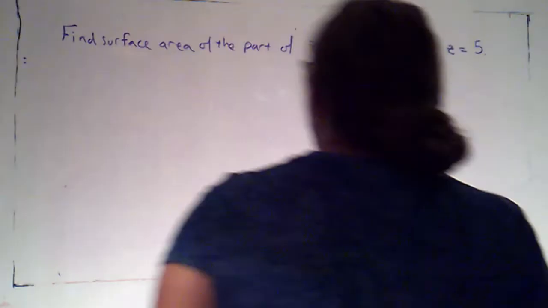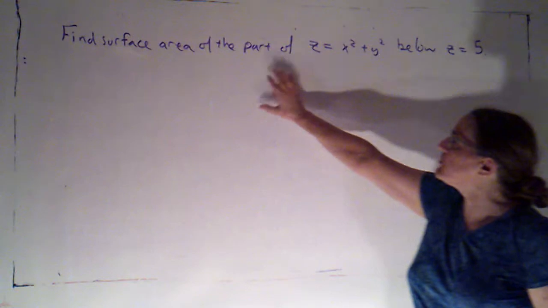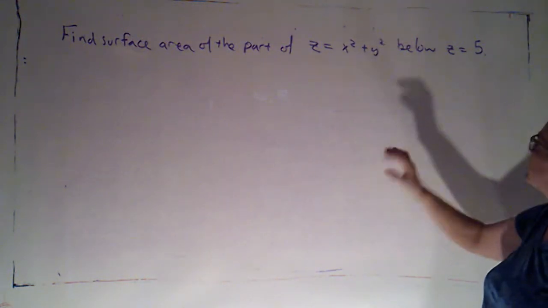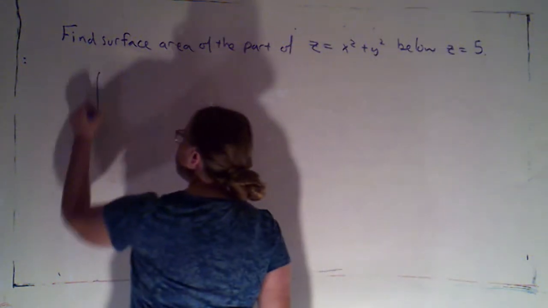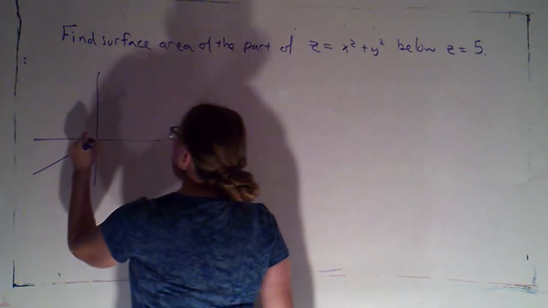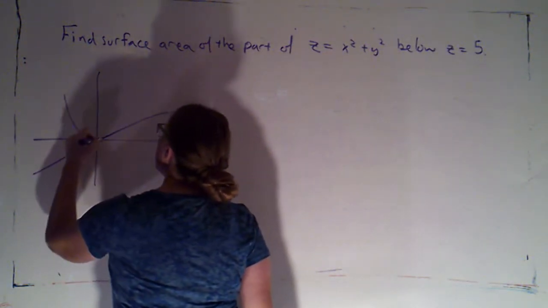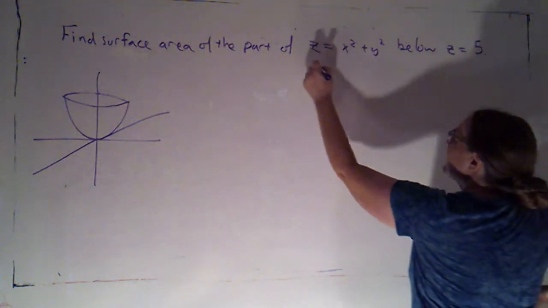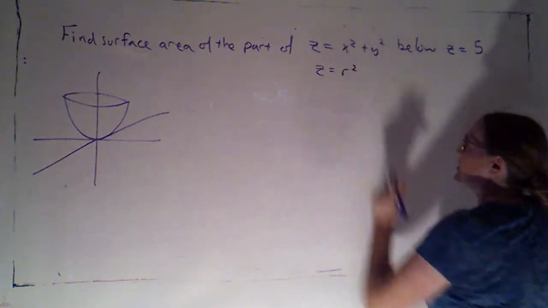Okay, I want to do one more problem here where we're going to find the surface area of this part of a paraboloid, z equals x squared plus y squared, below z equals 5. And I want to do this two ways, because notice, that's the same as saying z equals r squared.